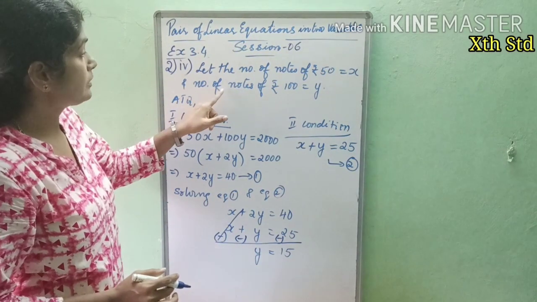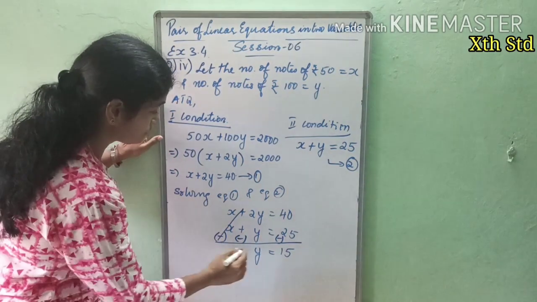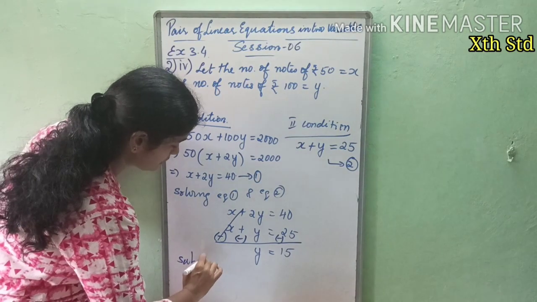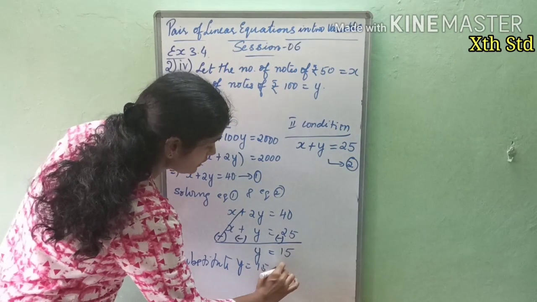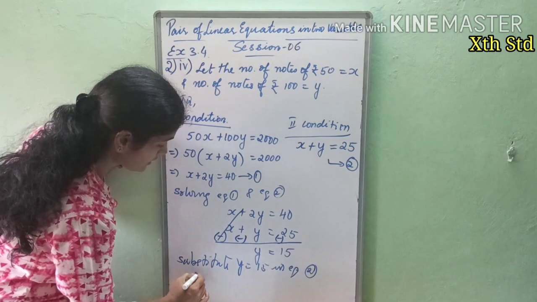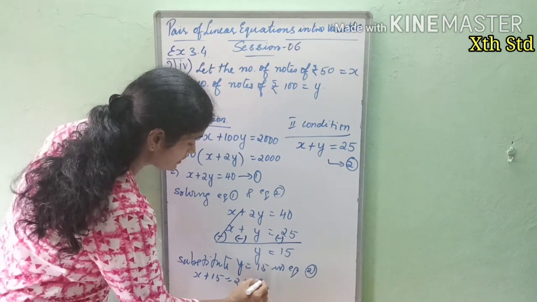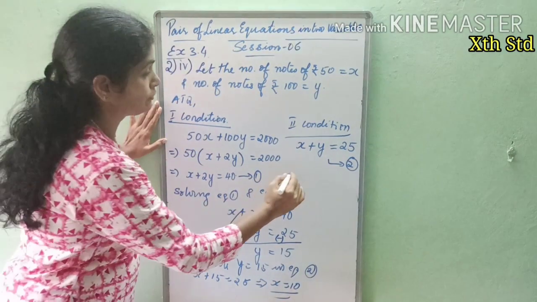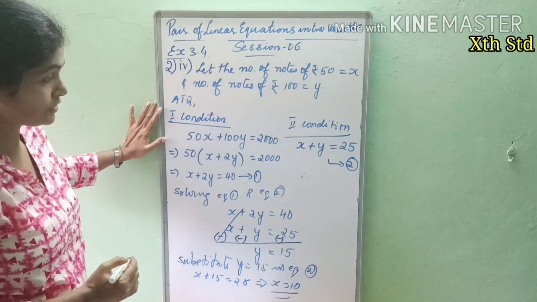Y is the number of notes of rupees 100, 15. Okay, now we have got y. So next we will substitute y equal to 15 in equation 2. So what we get? x plus 15 equal to 25, which implies x is equal to 10, right? Therefore x is 10 and y is 15 we got.